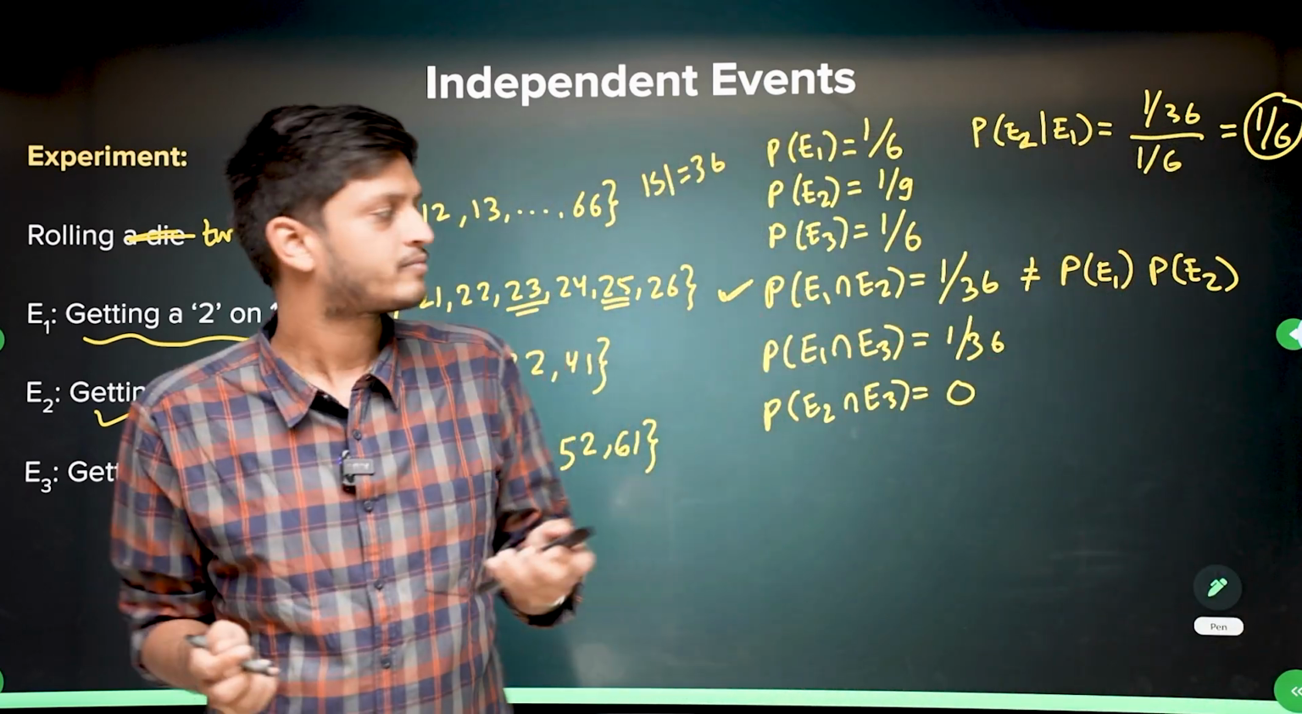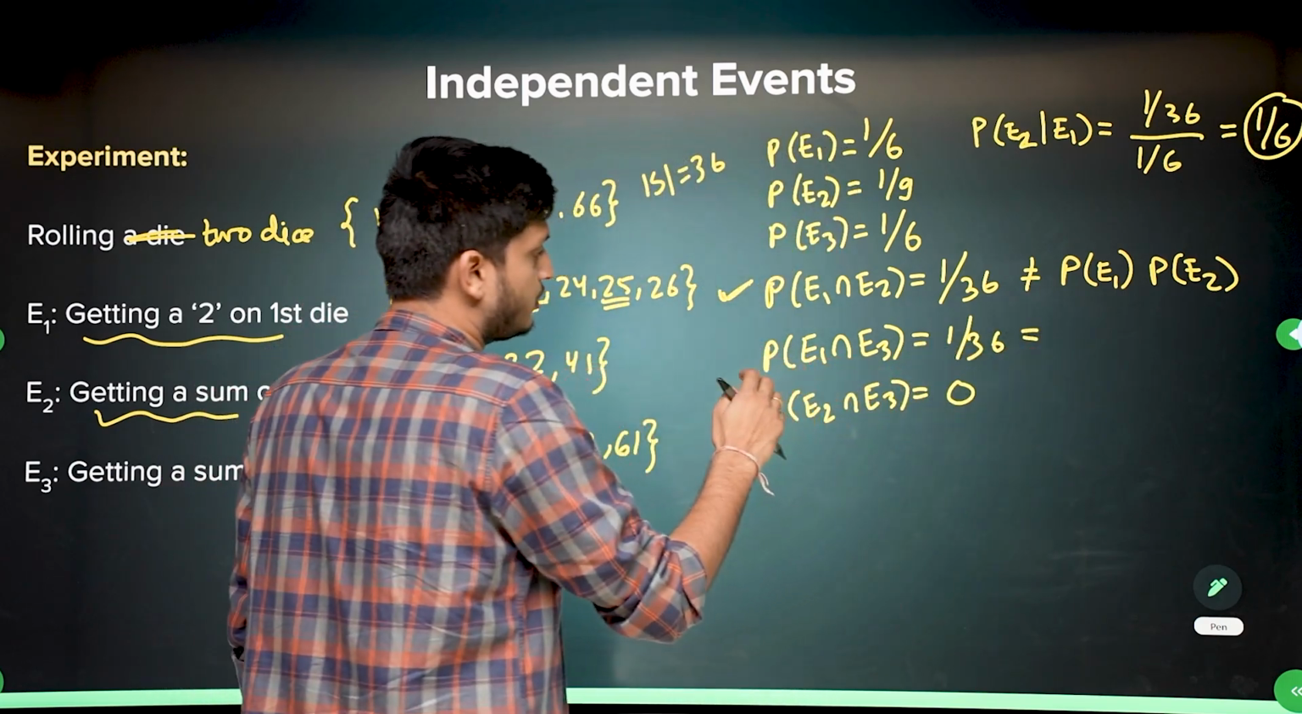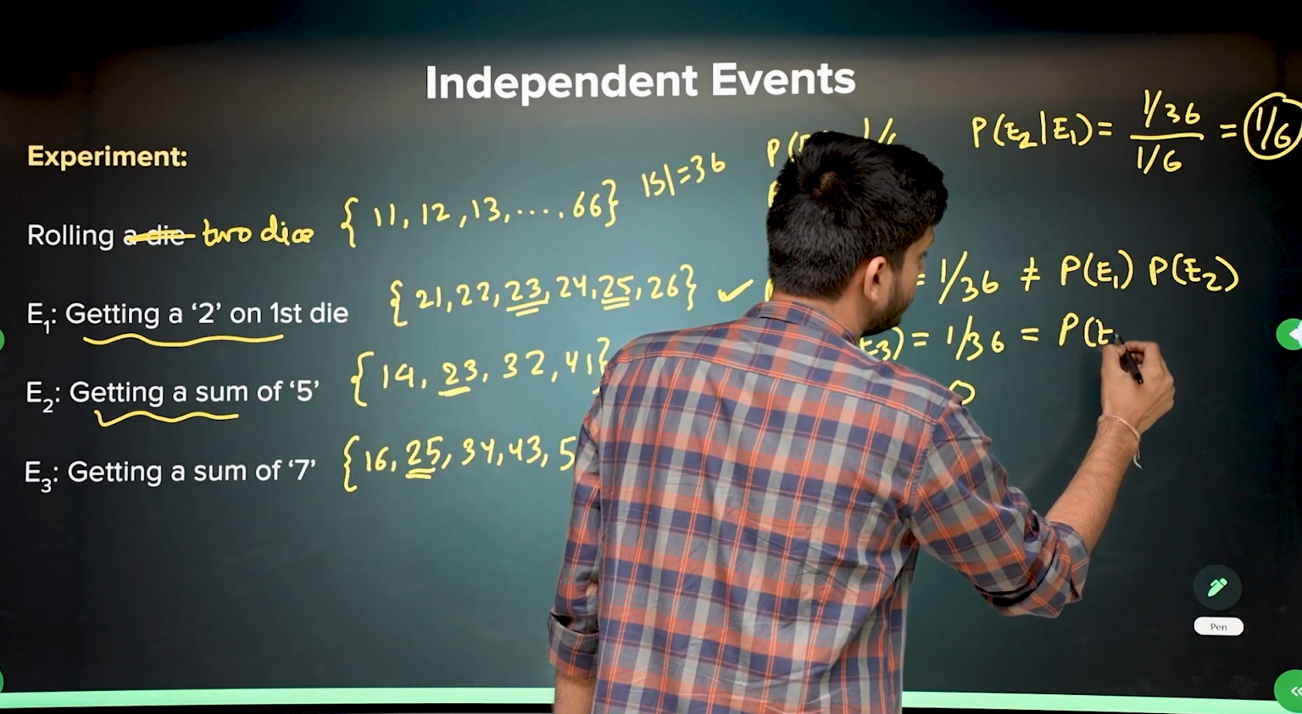Right? Similarly, let's see events E1 and E3. Is the probability of E1 intersection E3 equal to probability of E1 into probability of E3?